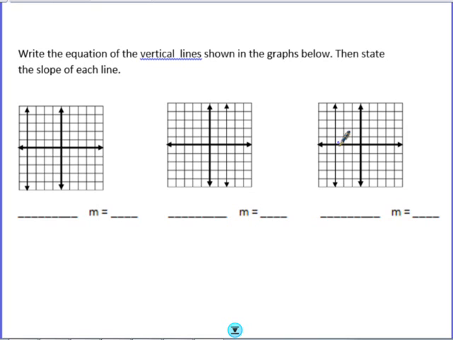So vertical lines, same thing. The equation is x equals, and on this line, every point on this line, x is at negative 1, 2, 3, 4, negative 4. So the equation for that line is x equals negative 4. If it's a vertical line, the slope is undefined. Alright, so you are going to do the last 4, write all of those equations in, and we'll go over the answers in class.